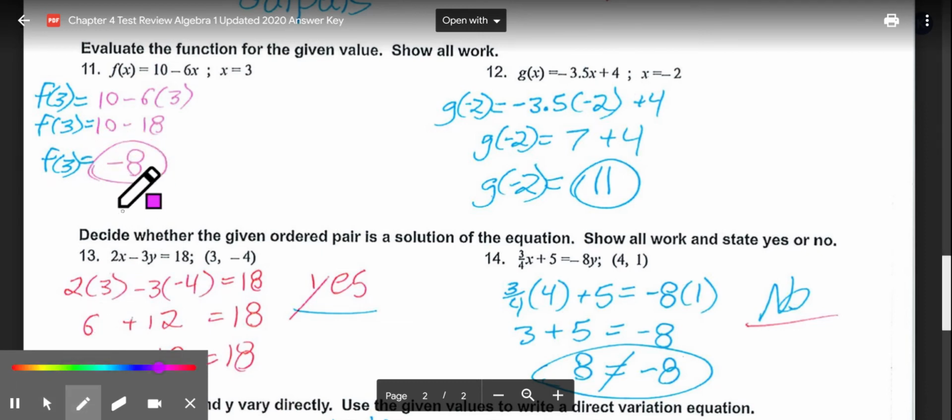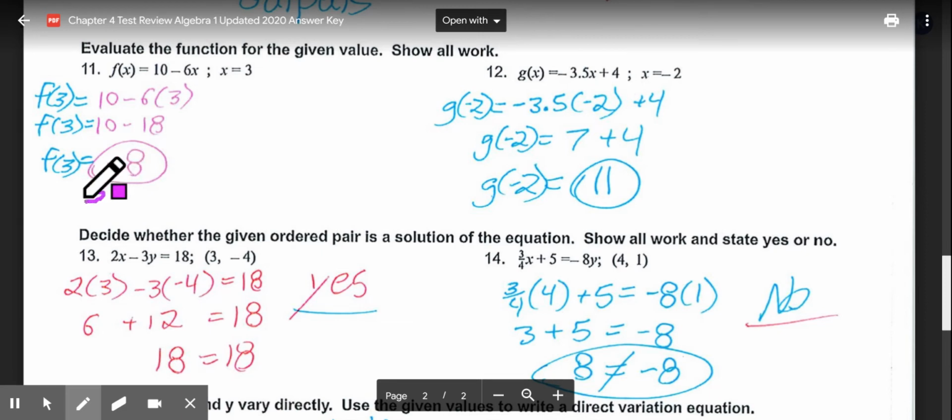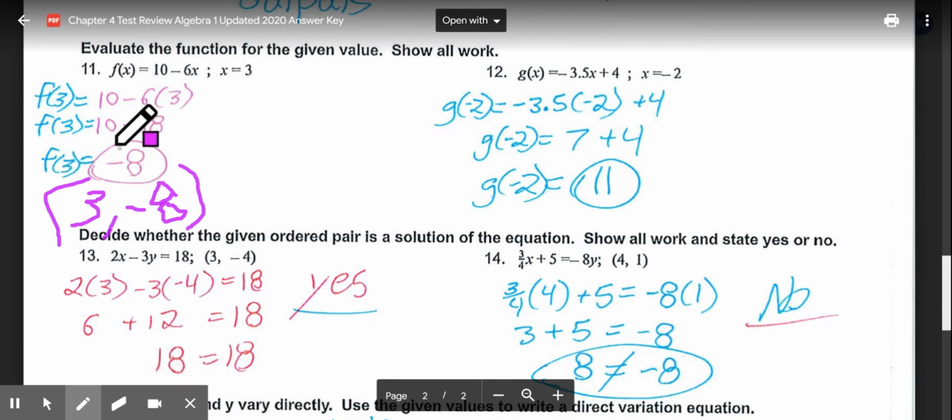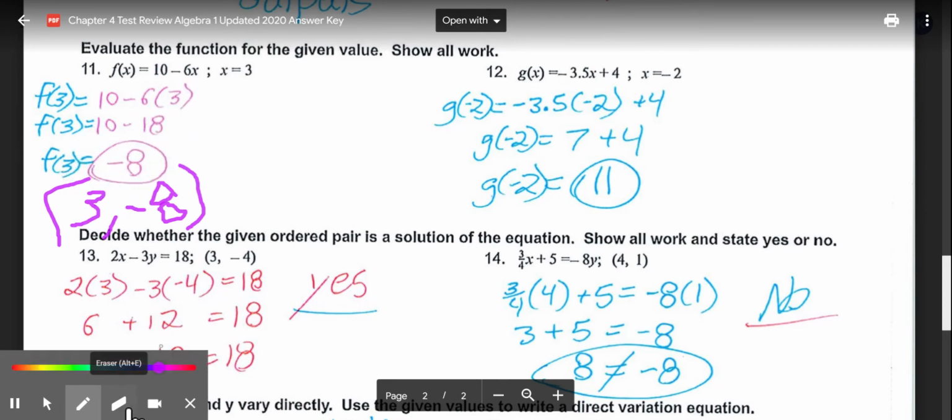Now what that tells us is the ordered pair here would be 3, comma, negative 8. So if we were going to write that as an ordered pair, it'd be 3, comma, negative 8. Input goes as the x value, output is your y value.